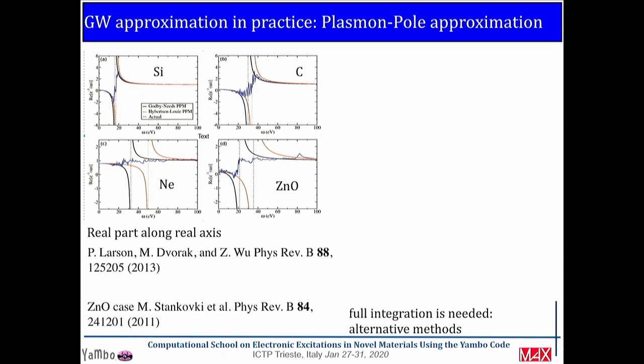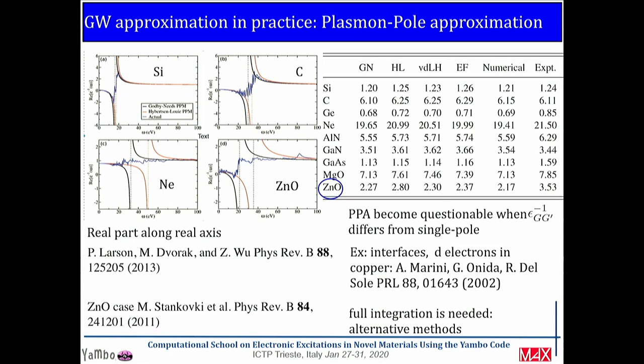In the case of silicon, everything is similar. Here you can see some difference. And here is the impact of different approximations. GN is the Godby-Needs, this is the Hybertsen and Louie, here other models. This is the reference, the numerical calculation of the self-energy, calculating for a number of frequencies. So let's say this is the reference and this is the experiment. As you can see, besides silicon everything works perfectly; for other systems big differences arise.